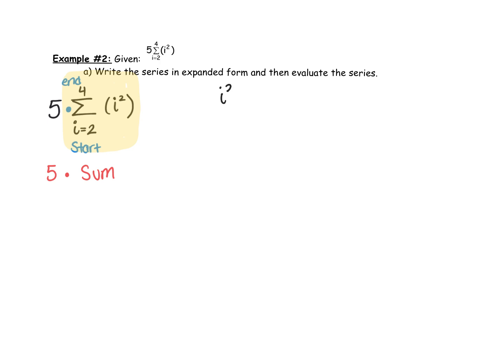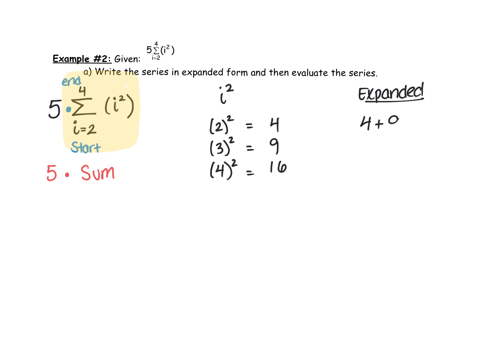I can change whatever letter I want it to be, so we'll just plug in for that letter. So we have i squared. We're going to plug in starting at 2. So 2 squared, 3 squared, and then 4 squared. 2 squared is 4, 3 squared is 9, and 4 squared is 16. So my expanded form, same as before, is just the first term 4 plus the second term plus the third term.